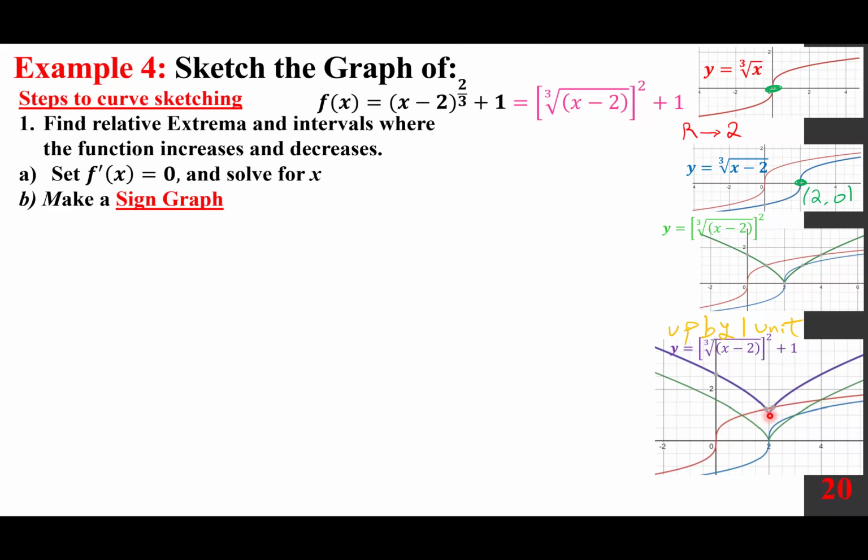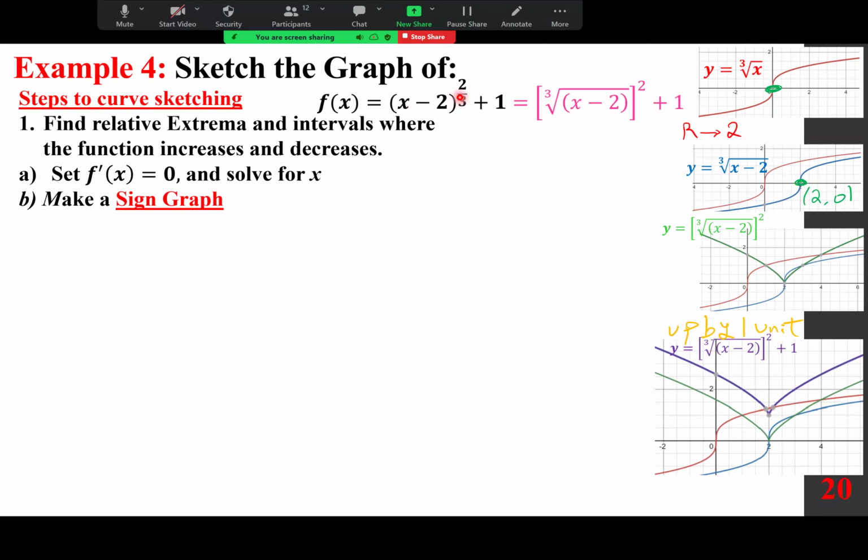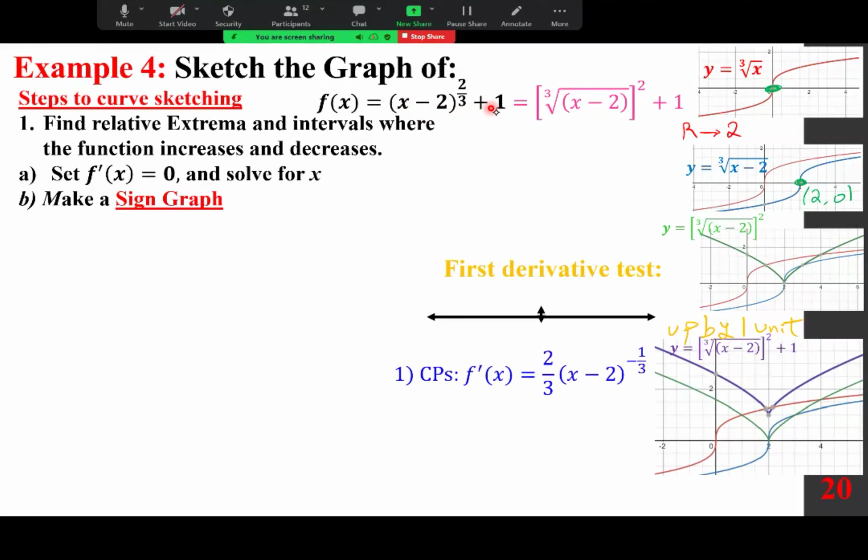Now let's add calculus. To do calculus, we are going to differentiate in order to find the CPs, the critical points. And to do so, we are going to differentiate f of x using this part, which is 2/3 times x minus 2 to the power of 2/3 minus 1, which makes it negative 1/3, times the derivative of the inside, which is 1, and this is a constant, has no bearing. So in order to do the first derivative test, we want to find f prime of x.